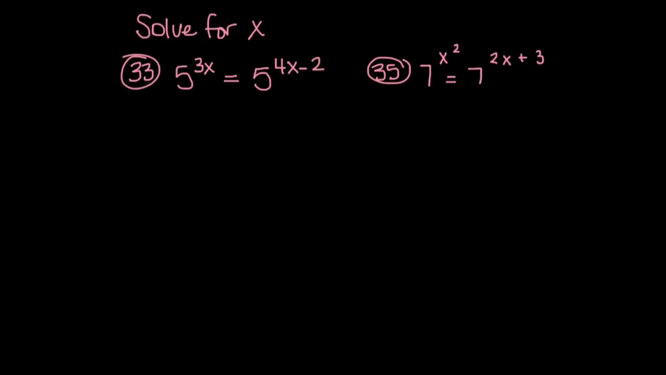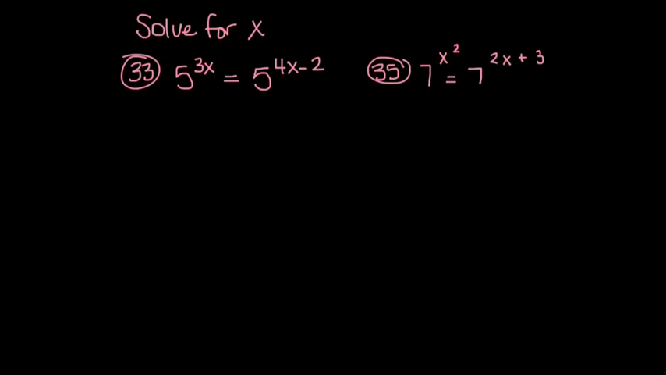In these expressions, I'm solving for x. In both of these equations, you can see that the bases are the same. Since the bases are the same in each one of these exponentials, the only way that these can be equal is if the exponents are also the same. So in each problem, I'll be taking the exponents and setting them equal to each other.